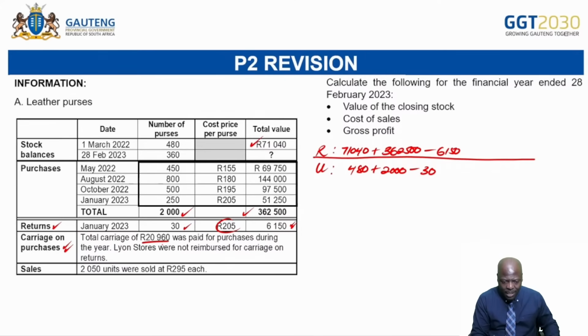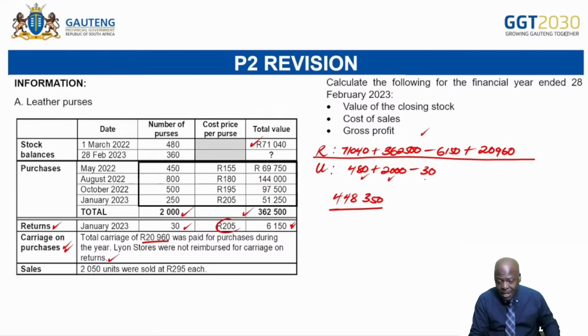And then I'll come in and say carriage on purchases. Total carriage of 20,960 was paid for purchases during the year. And then Lion Stores was not reimbursed for carriage on returns. So we're going to add the entire carriage amount, which is 20,960. All right, so we're going to add the top part. And once we add the top part, we're going to get 448,350. And then we divide it by the bottom part.